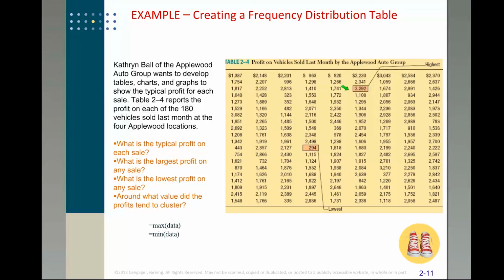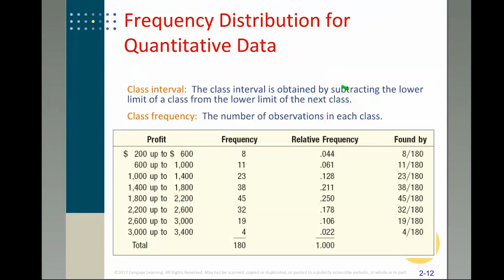Okay. Now, in terms of the typical profit on each sale and the value around which the profits tend to cluster, this should be answered by something called a histogram. To construct a histogram, we usually start with something called a frequency distribution for quantitative data. Now, since we're looking at interval and ratio data, we look at the numbers, and we don't have the natural category to draw our frequency. Therefore, we need to define something called a class. A class is basically an interval, okay?